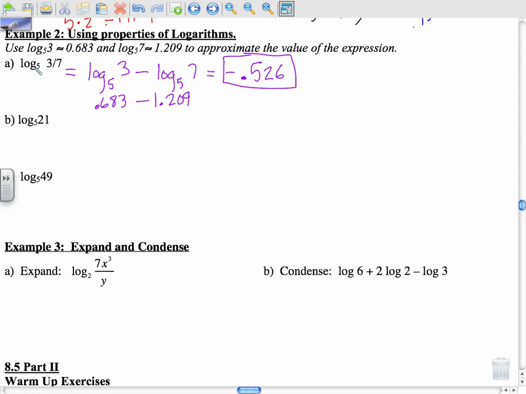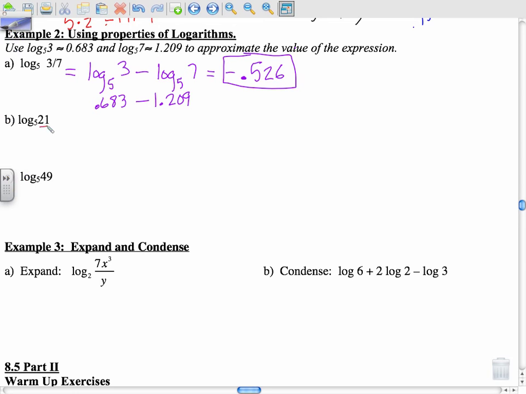So it's a way that, even though we can't punch this into our calculator, if they give us some decimals, I now know what the log base 5 of 3/7 is. Because I can take the log base 5 of 3 and the log base 5 of 7 and just subtract them right here. So let's try log base 5 of 21.